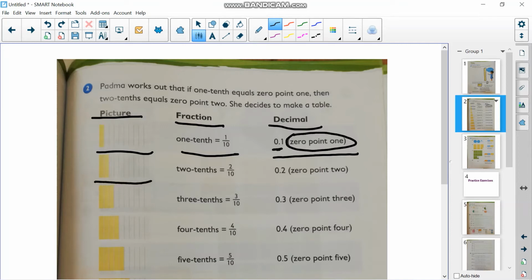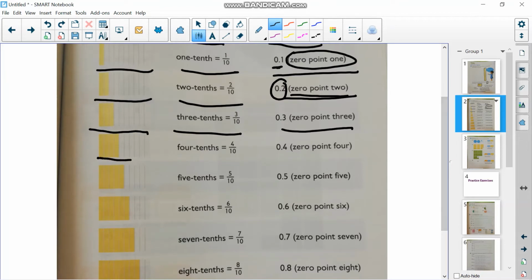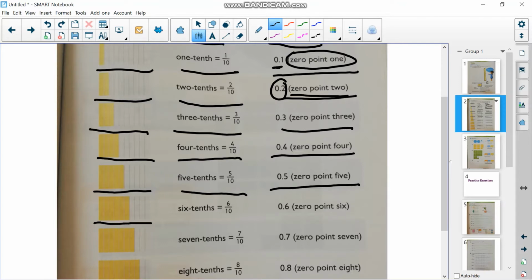Second, two parts are colored, so we say 2/10 in fraction, and in decimal, we say 0.2. This is the numeric and this is the word equivalent. Next, three parts are colored, so we say 3/10, and in decimal we say 0.3. Now for the next one, we have four colored parts, so we say 4/10, and in decimal again we say 0.4. Next, we have five colored parts, we say 5/10 in fraction, and for decimal we say 0.5. Next, six parts colored, we say 6/10. In decimal, we say 0.6.